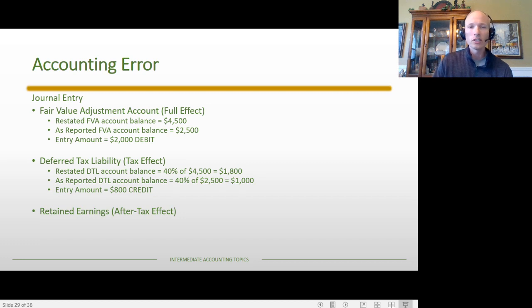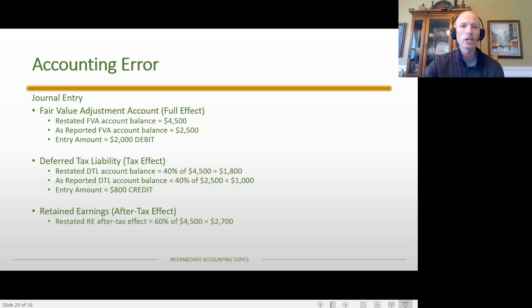And the retained earnings account is going to capture the after-tax effect. And so again, the asset in this case has the full effect. The deferred tax liability has the tax effect, and the retained earnings account captures the after-tax effect. Again, this is just remembering that those temporary accounts got closed.